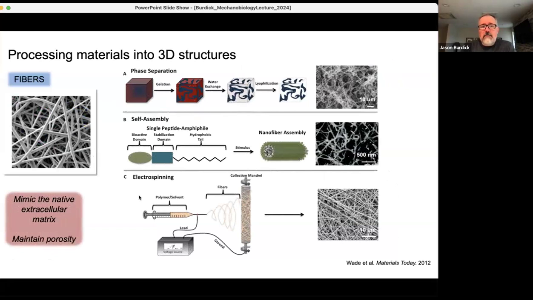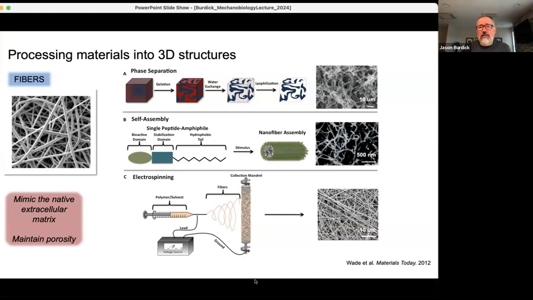So fibrous materials that might mimic some features of the extracellular matrix. Lots of technologies to do that. Again, phase separation. These kind of look like fibrous materials. Self-assembly of different materials that have maybe different domains that are hydrophobic and hydrophilic. These will self-assemble into nanostructures. And then a lot of technologies like electrospinning, where we can process polymers using the application of electrical fields to then form these little fibrous materials.